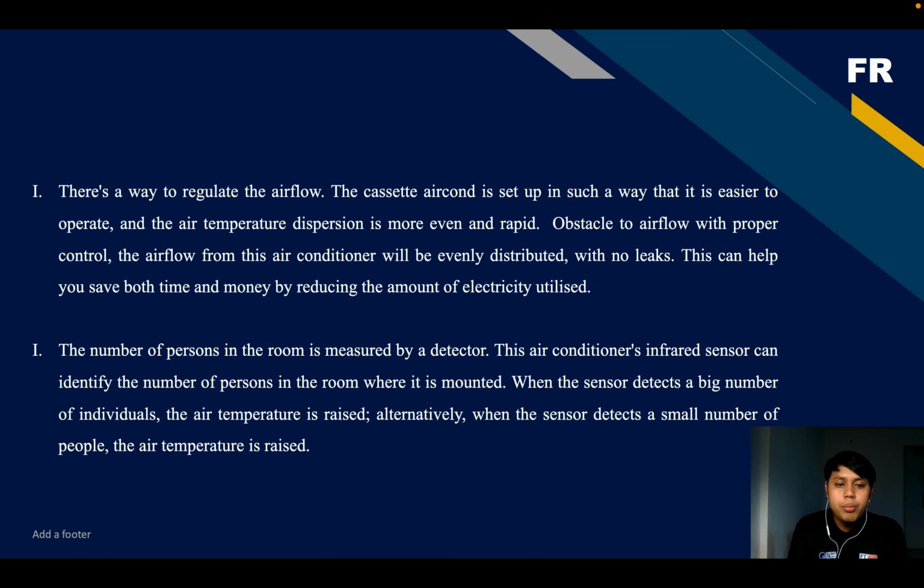Lastly, the number of persons in the room is measured by a detector. This air conditioner's infrared sensor can identify the number of persons in the room where it is mounted. When the sensor detects a big number of individuals, the air temperature is lowered. Alternatively, when the sensor detects a small number of people, the air temperature is raised.